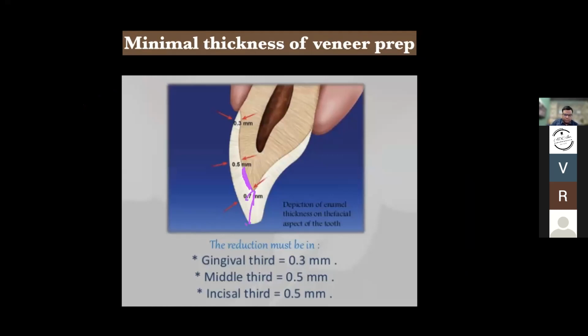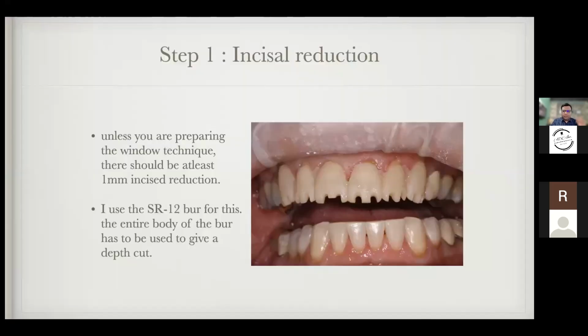But more than that, you need 1.5 mm of incisal reduction for you to have maximum translucency and enough thickness of the ceramic. So the step 1 would be incisal reduction. We will be doing this very soon.